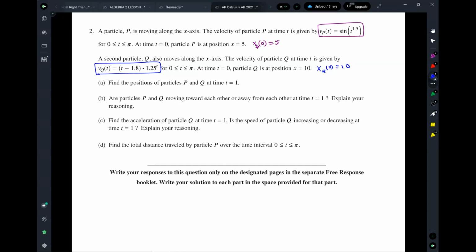Right, and all those times where I told you, you gotta label things so you can keep track of your functions, this is what I was talking about. When you find a quantity, you have to label it so you can keep track of it. Okay, find the positions of the particles P and Q at t equals 1.